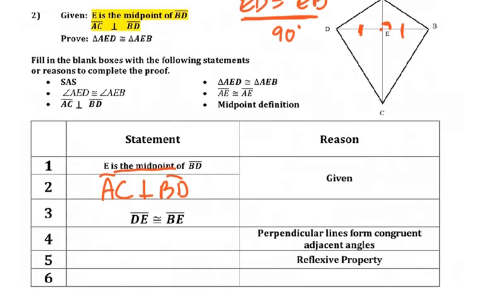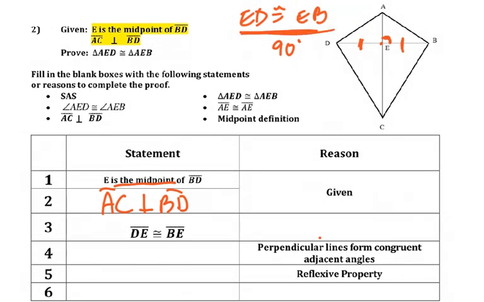With something like this, I'll give you enough choices to fill in unless there's actually a calculation, and then that may not be one of the choices. You might have to just fill in that extra box. So the next one says DE is congruent to BE. How do I know that? Well, that's what I wrote up here. I knew that because of the definition of midpoint. So you can just write midpoint definition.